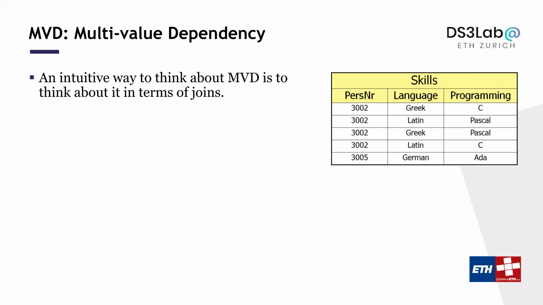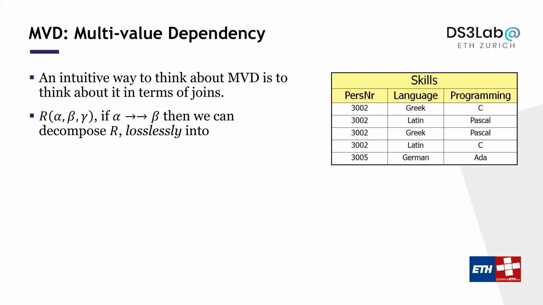Another way to think about MVD is in terms of joins. If you give me a relation R with alpha, beta, gamma, and there is a multi-value dependency from alpha to beta, it means that I can have a lossless decomposition of R into R1 and R2, in which R1 takes alpha and beta, R2 takes alpha and gamma, and R is the join of R1 and R2.